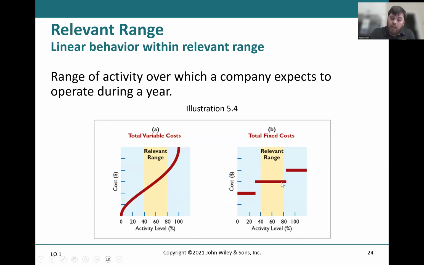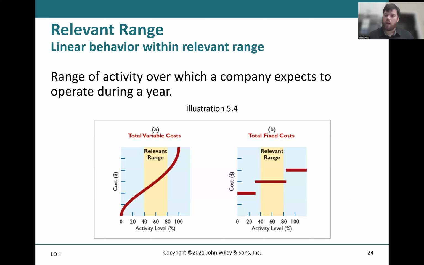But if for some reason I needed to push to a higher production level, maybe I've got another factory supervisor I could bring in to oversee a night shift. Well, in that case, their salary is going to be fixed. So going from maybe 80% production to 100% production, this difference could actually represent the salary of an additional night supervisor. Now they're able to supervise from 80% to 100%. And so as long as I'm in that range, I don't need to step up again, right? So this is what we call a step fixed cost.